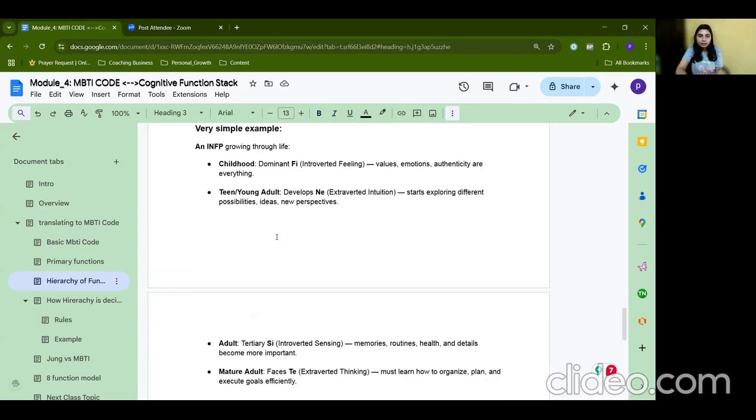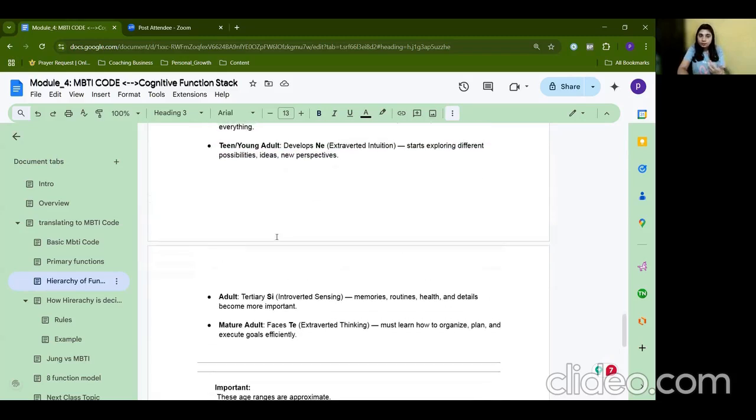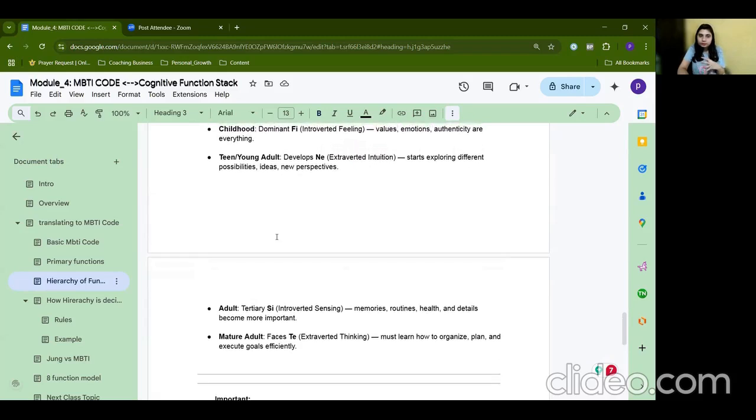Then during my teen and young adulthood, my extroverted intuition function was mostly developing. I started exploring different possibilities, ideas, new perspectives. I would read a lot. I would explore different ideas, thoughts to improve my own understanding of things. And at that time, I did not know what is auxiliary, what is introverted feeling, but this happened very naturally for me. So we all, without knowing, tend to develop these functions in our life, and we just can't name those things.